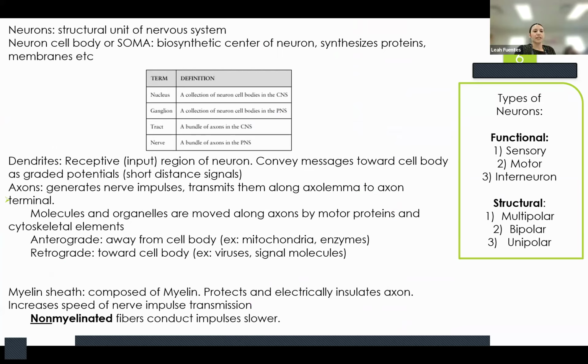Okay, and then we start getting a little more specific about the types of neurons or what's going on inside of the two divisions of the nervous system. So neurons, these are the structural unit of the nervous system. This is a single nerve cell. A neuron cell body or soma is the biosynthetic center of the neuron. This is where protein synthesis occurs.